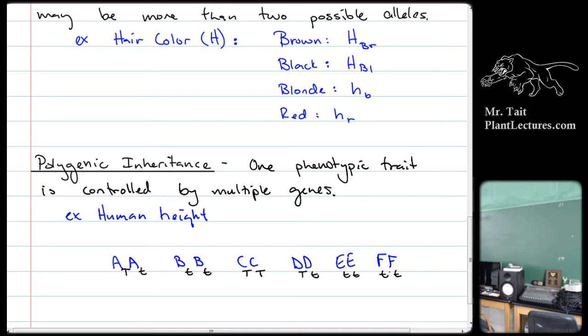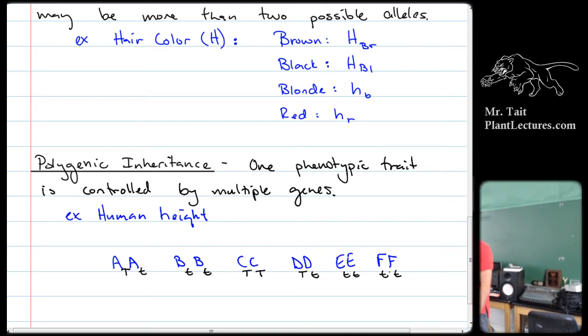But let's say that these are actually incompletely dominant. In that case, they would be shorter than normal because they have only 1, 2, 3, 4 tall traits or tall alleles, and they have 8 short ones. Right? So there's no real way for us to tell.